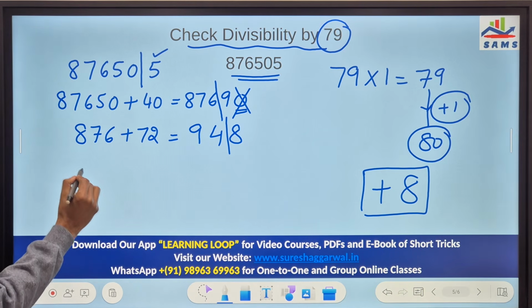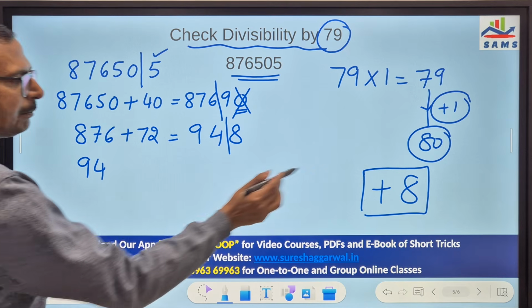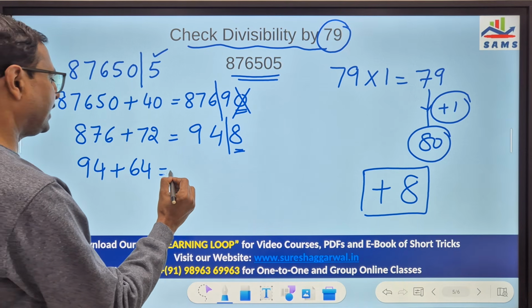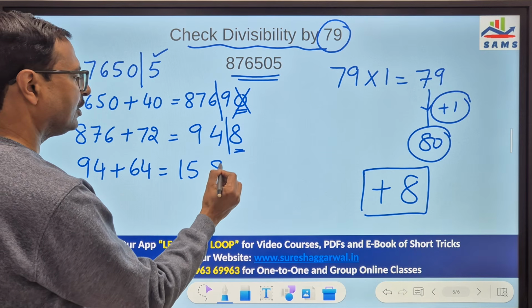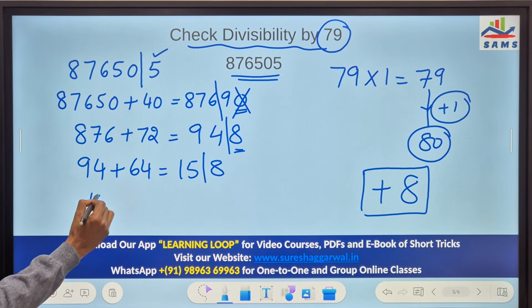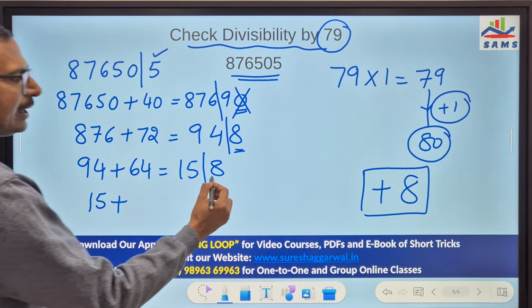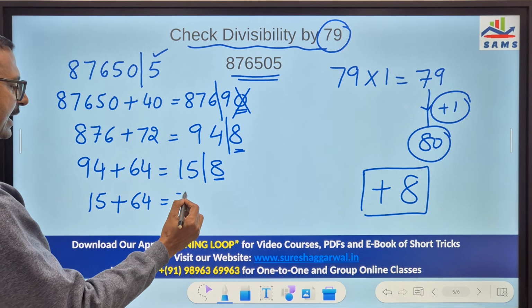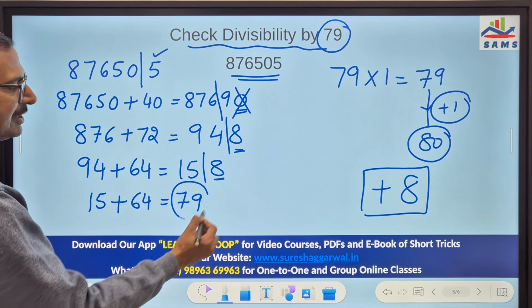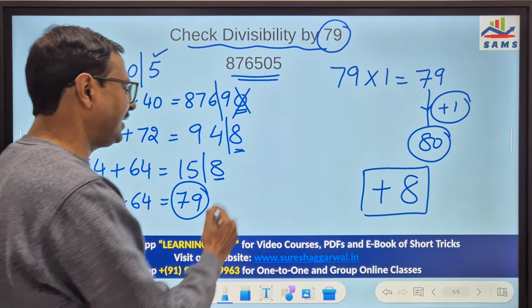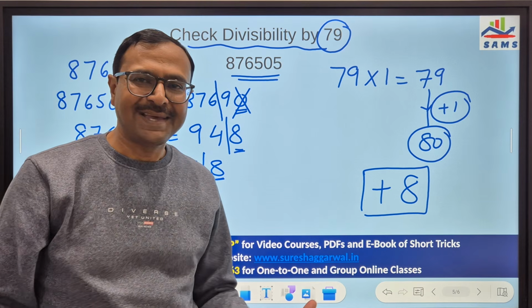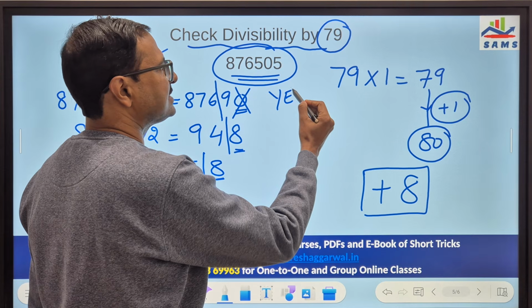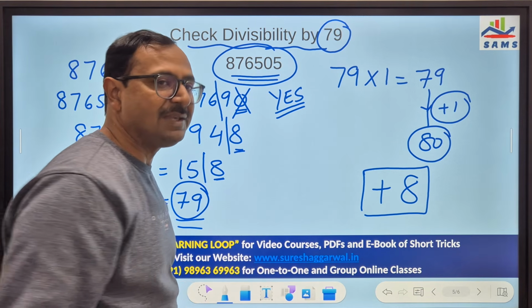Separate out the last digit. 94 plus 8 times 8 is 64. What do I get? 158. One more time. 15 plus again 8. So 8 times 8 is 64. So I get a 79. And 79 is the number here. So 79 divides 79. Pretty obvious. And therefore the complete number is divisible by 79. So the answer is a big yes.